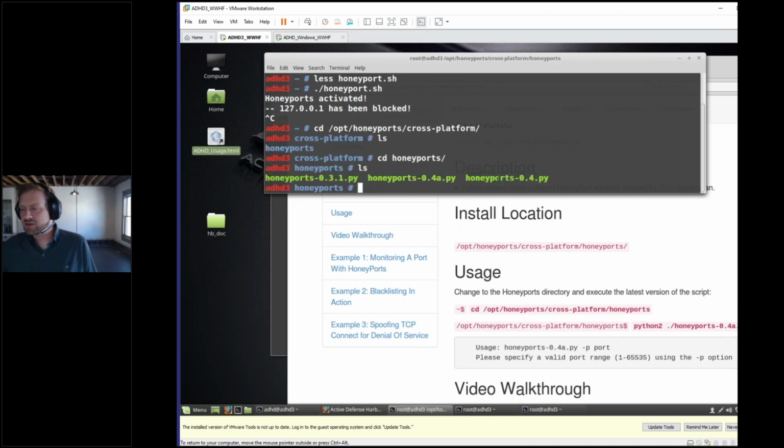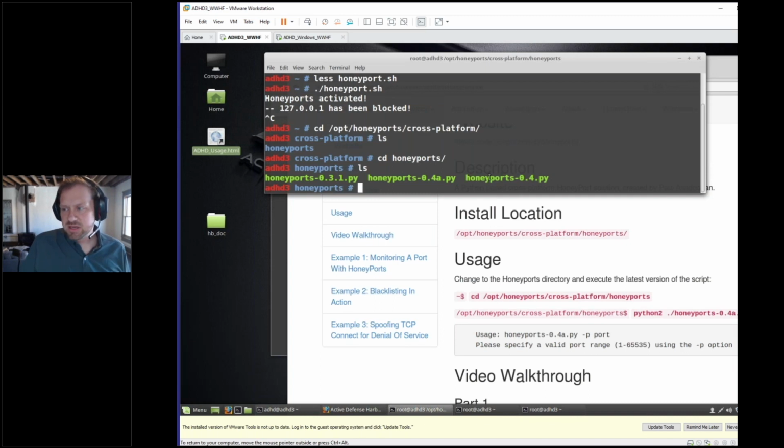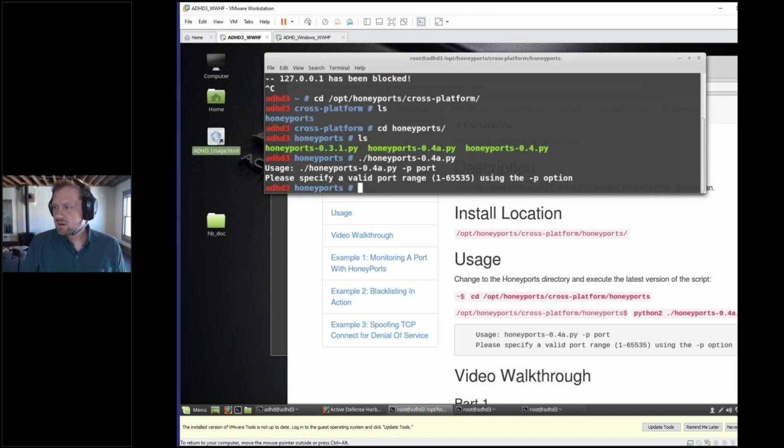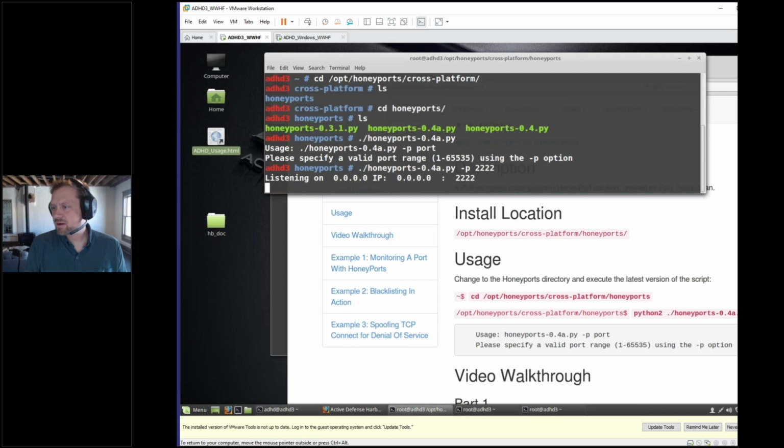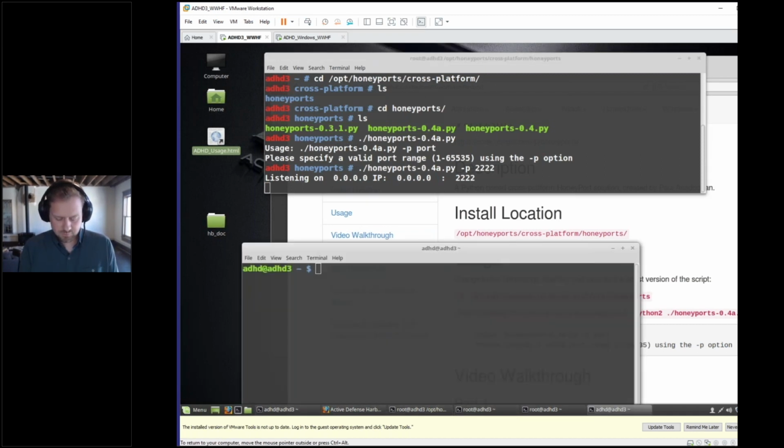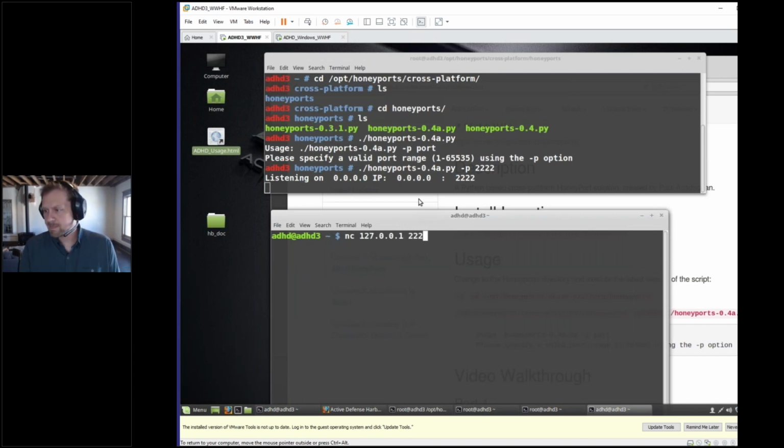Going through the instructions, you can actually run the honeyport script as a straight Python script. We're going to do 4A, there we go. And we have to specify a port, and I'll just do 2222 as I'm not creative. And it automatically creates that honeyport script as well. So you can just simply make a connection to it. It makes a connection to that specific port. It says, thank you for connecting, and now it's blocked it.